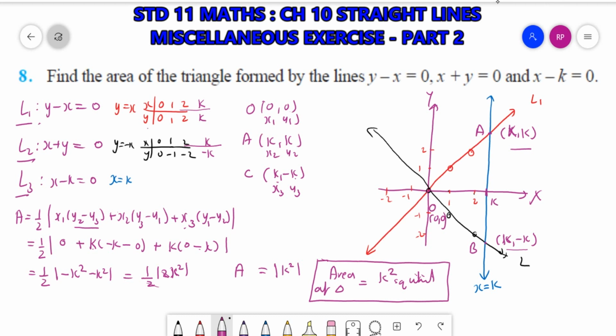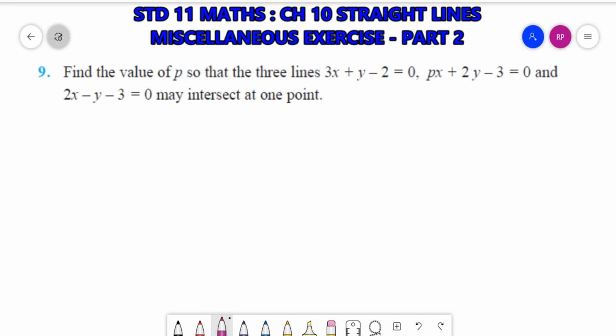Now let's move to the next question. Question number 9. Find the value of p so that the three lines 3x plus y minus 2 equal to 0, px plus 2y minus 3 equal to 0, and 2x minus y minus 3 equal to 0 intersect at one point. Now see, if three lines intersect at a single point, then those three lines are called concurrent lines.